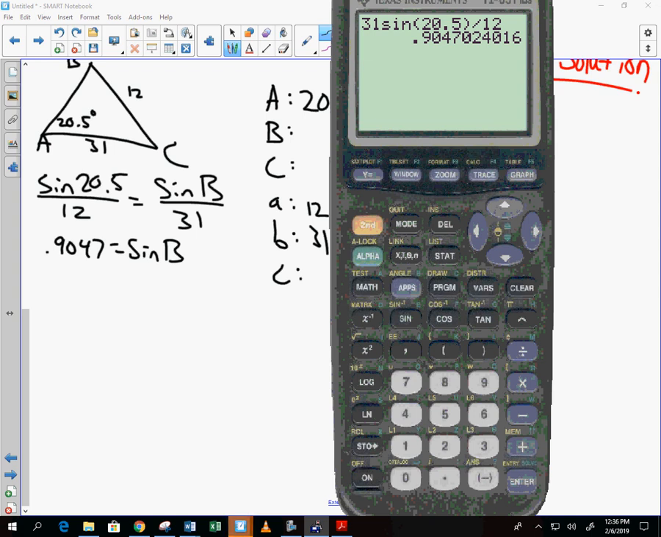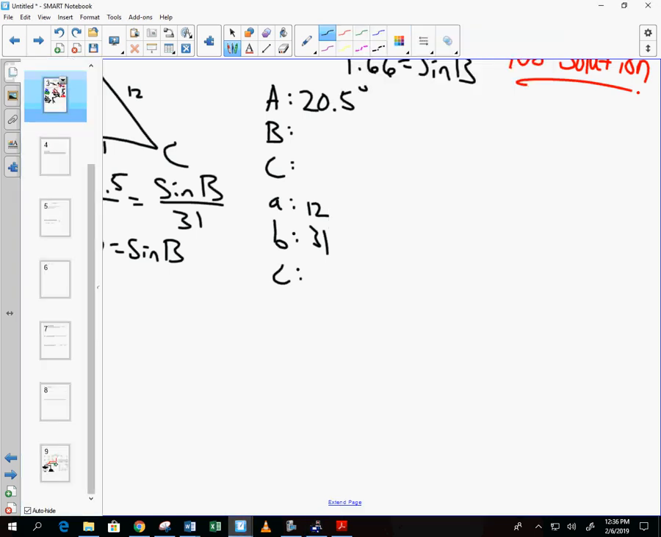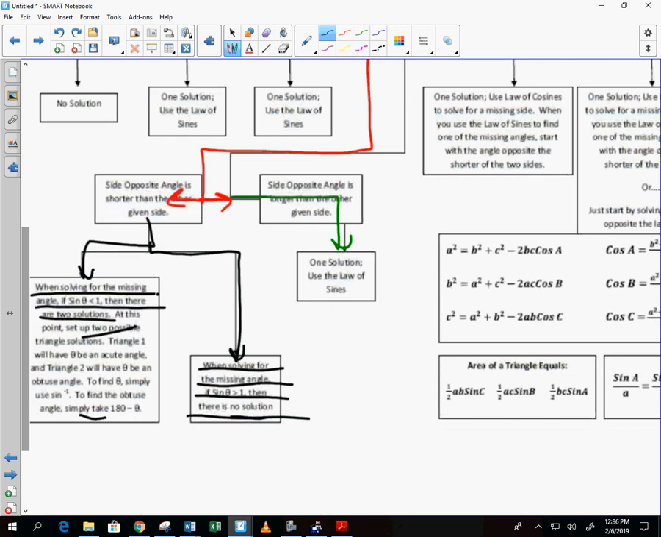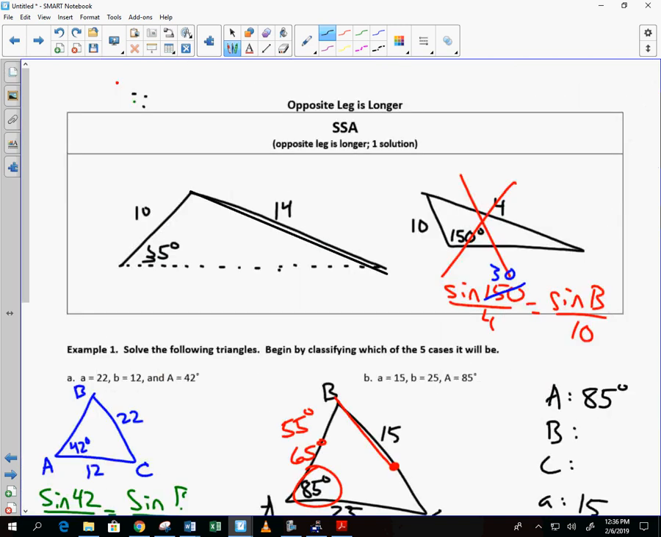And here's what people do. They often just solve the first triangle. Don't. Look at your decision tree. What does it tell you to do? It says sine is less than 1. There are two solutions. At this point, set up two possible triangle solutions. Do it right now. So we're going to take our triangle and we're going to set up a second one.